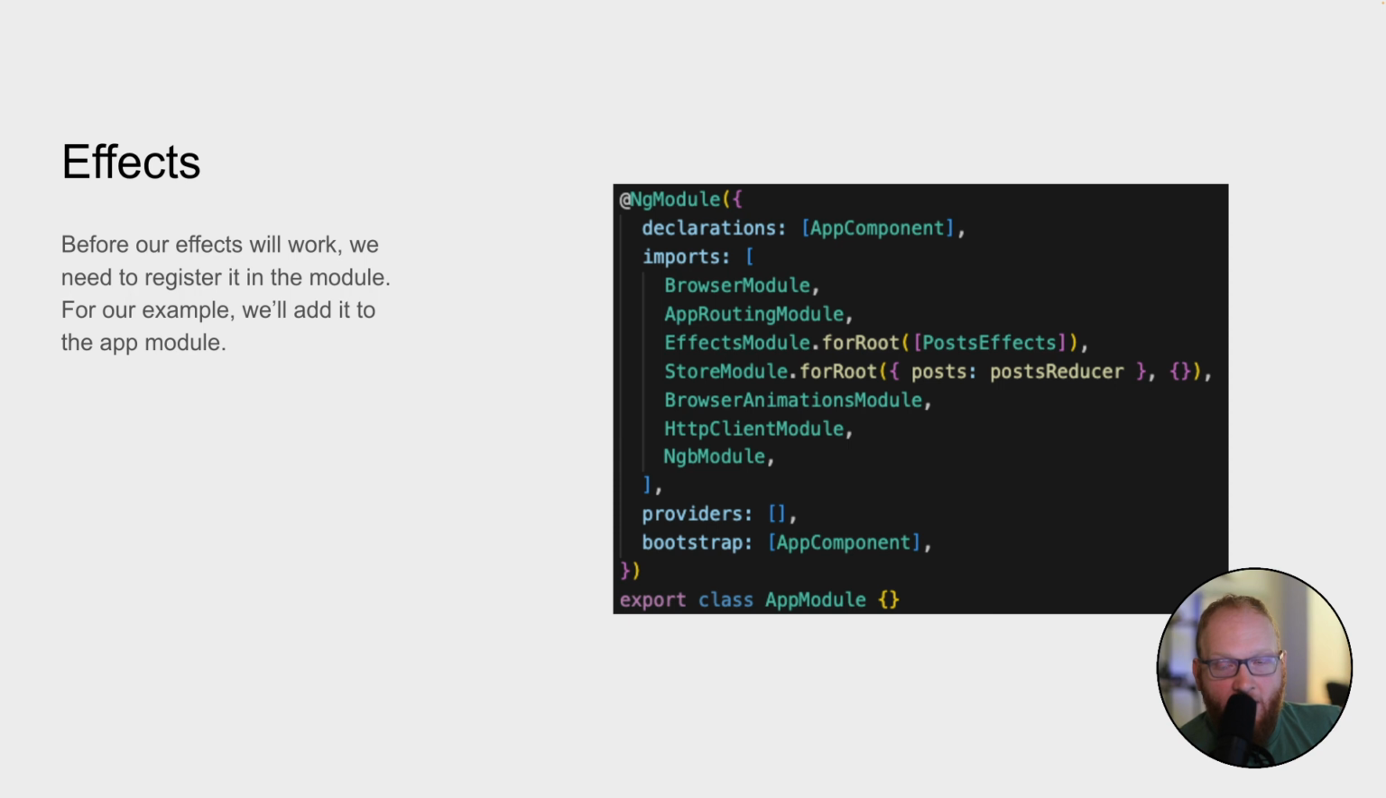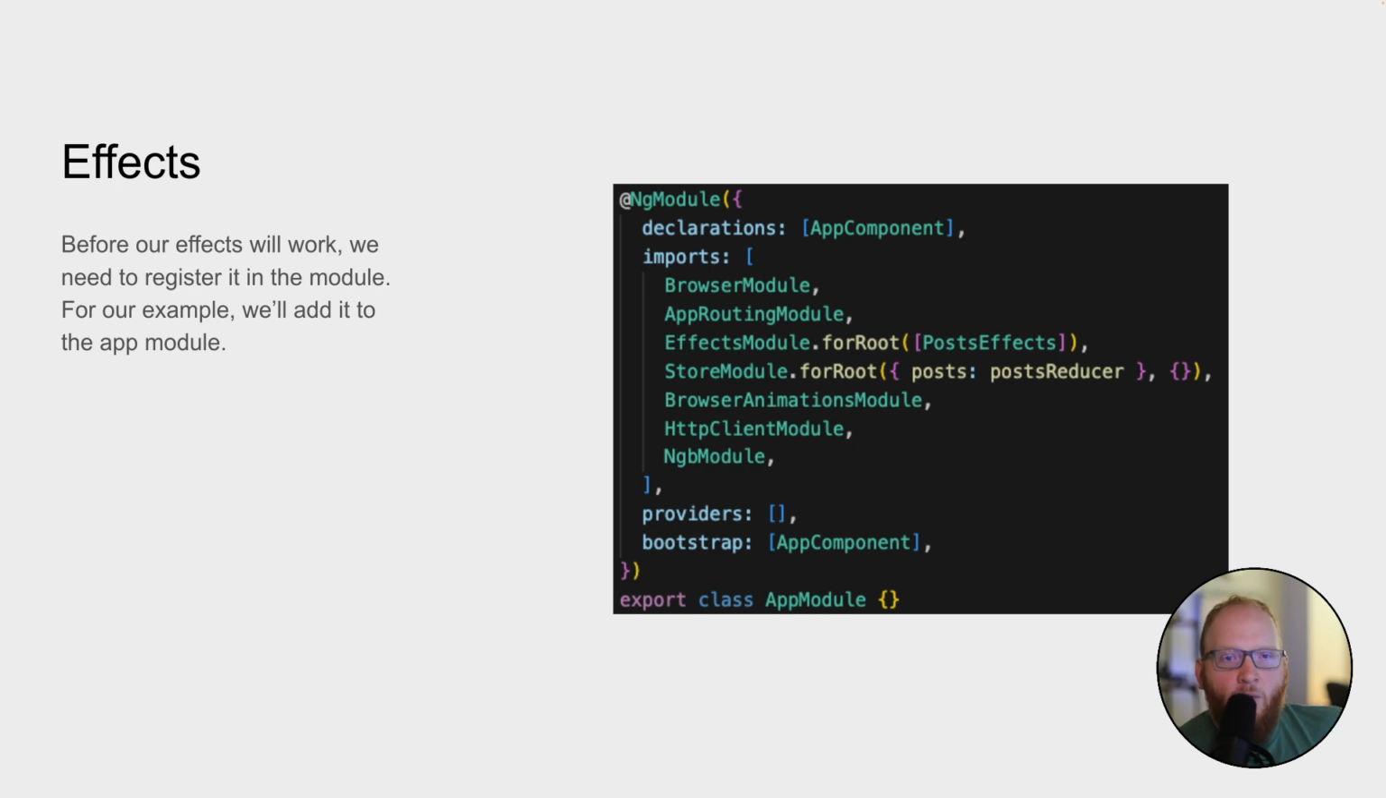And so the way that you register your effects is you go back to the app module. Again, we're doing global for this example. In the effects module, you'll import and then you'll do .forRoot and then an array of whatever effects classes that you have created. And so in this case, the PostsEffects.